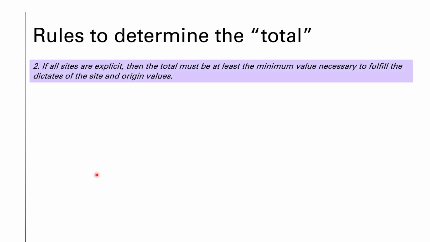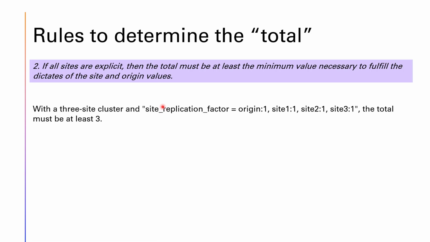Now let's talk about the second rule. Let's say all sites are explicit, that means you are explicitly mentioning all the sites and their corresponding number of copies. Then the total must be at least the minimum value necessary to fulfill the dictates of the sites and the origin values. So let's take an example. Maybe this sentence is hairy, we will forget about this one, we will take this particular example. Let's say we have a 3-site cluster. We have given something like this.